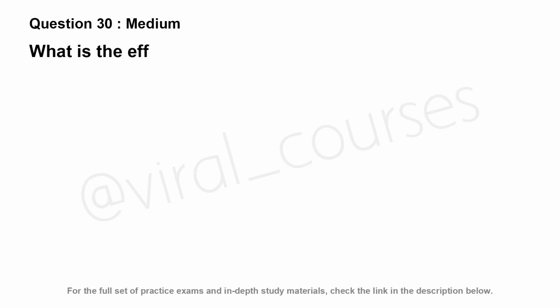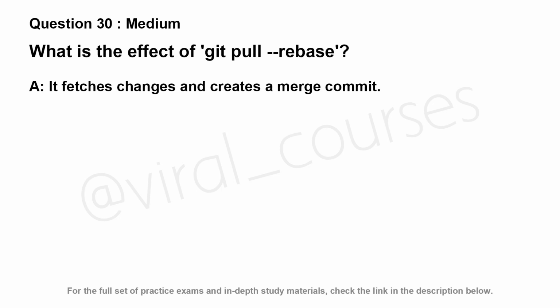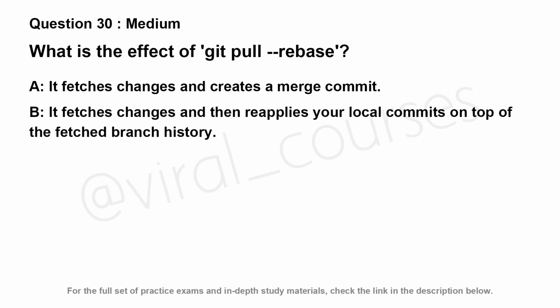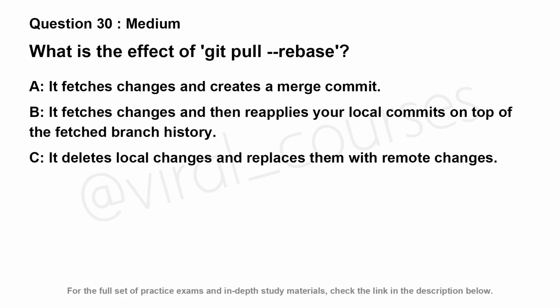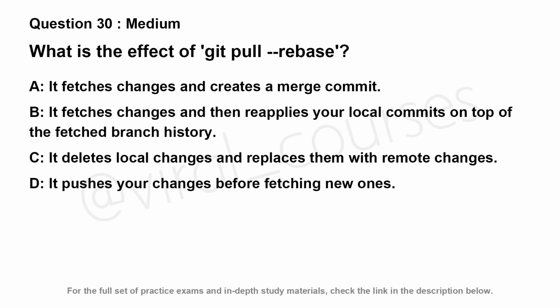What is the effect of git pull --rebase? Option A. It fetches changes and creates a merge commit. Option B. It fetches changes and then reapplies your local commits on top of the fetched branch history. Option C. It deletes local changes and replaces them with remote changes. Option D. It pushes your changes before fetching new ones.